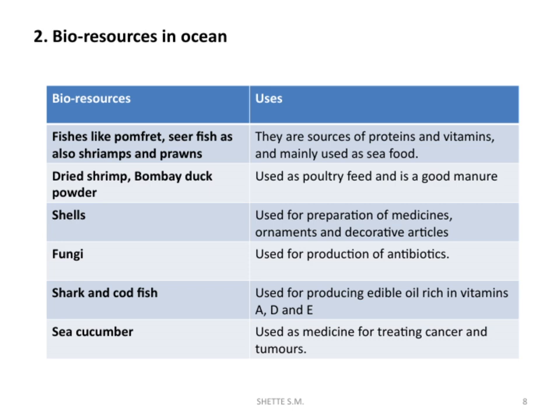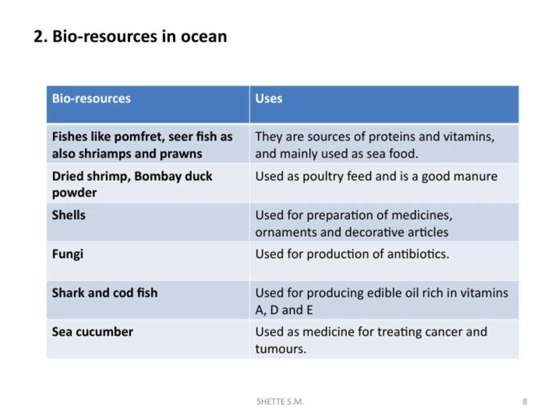Next, we have shells, which might seem simple but are actually quite versatile. They are used in the preparation of medicines, as well as in making ornaments and decorative articles. This highlights how even what might seem like waste products can have valuable uses.